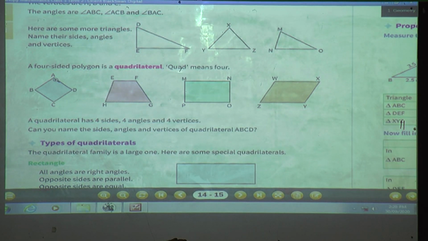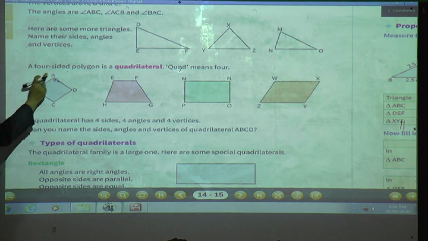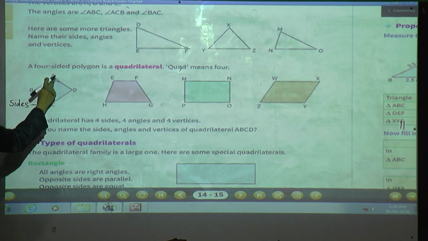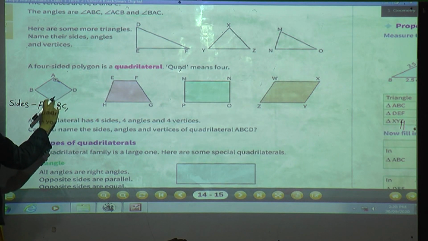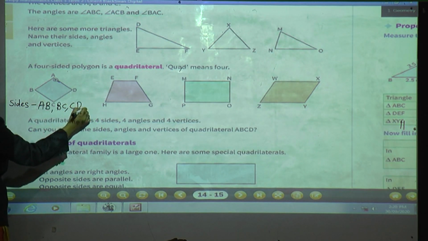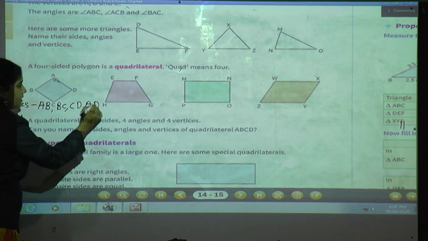Just tell me the sides, angles and vertices of A, B, C, D. Here is a quadrilateral ABCD. Here are the four sides. Which are they? Side AB, side BC, side CD, and last one, side DA.